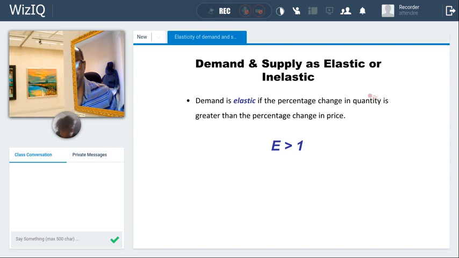Okay. So the percentage change of the quantity is at the top, which means it's the numerator. The percentage change in the price is at the bottom.